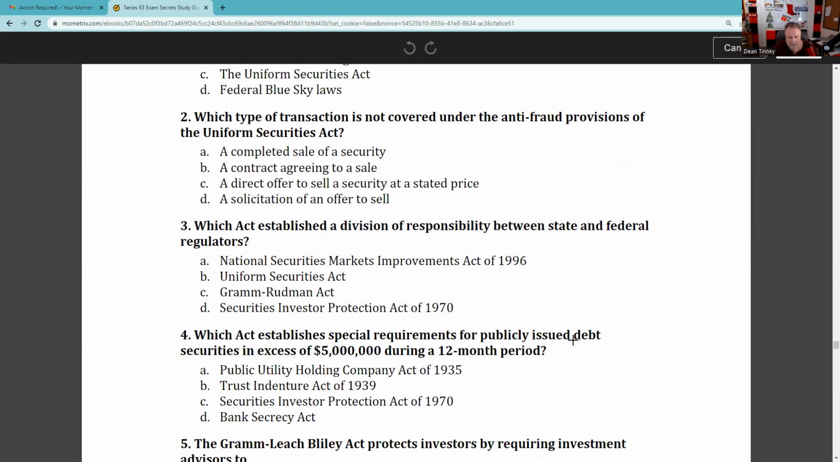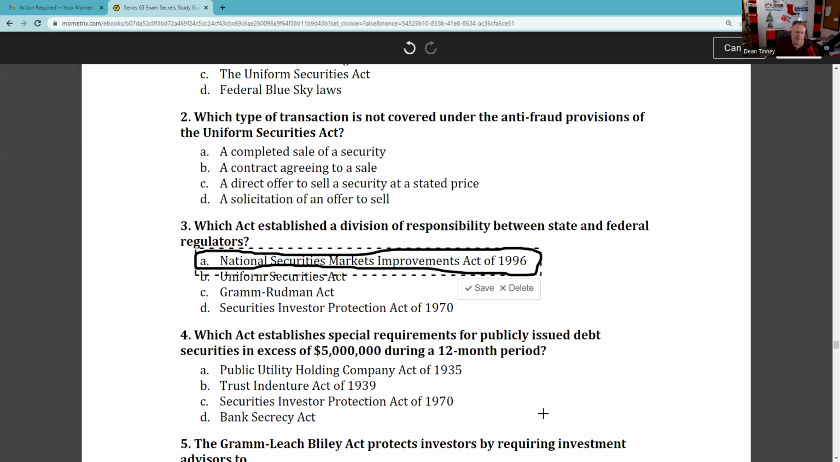Which act established the division of responsibility between state and federal regulators? I would definitely know this. This is the National Securities Markets Improvement Act. And the biggest thing for you as a test taker on the 63 is it created basically 2 buckets of things that are federally covered. Federally covered investment advisors, who have assets under management of 100 million or more, can choose, over 110, you're federally covered as an investment advisor, and federally covered securities. New York Stock Exchange, NASDAQ, mutual funds, and Reg D private placements, for example. So the answer to 3 is A.